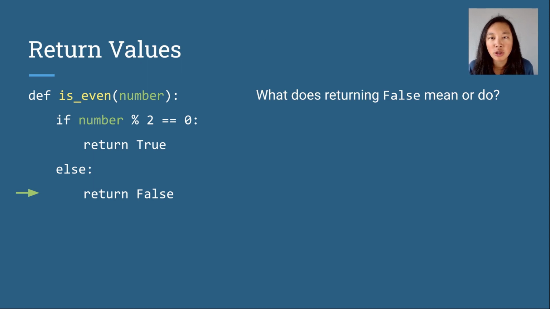But what does returning false mean or do? Like, why do we care about that? Well, we can print it out. So if we do print(is_even(5)), first we said that is_even(5) is going to return false. So this whole expression, or this call of the function, becomes false. So when we print is_even(5), it prints false.